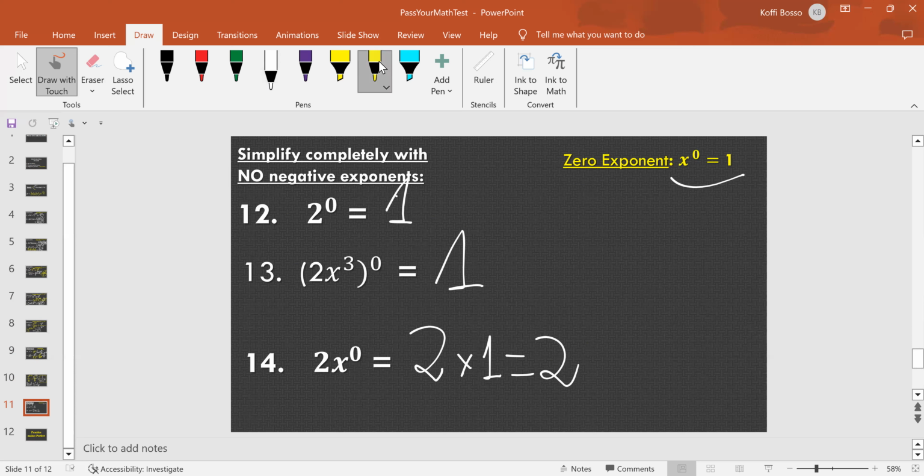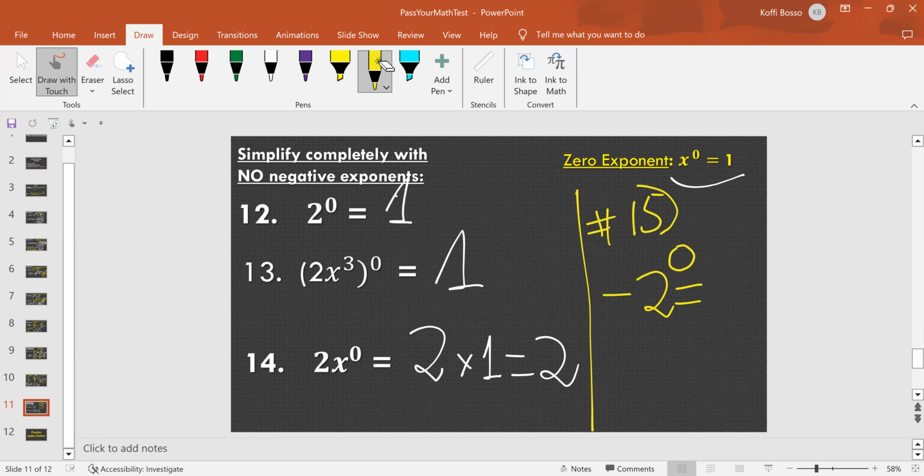Now, suppose I create question 15, and this is for you. You can pause the video to solve that before you continue. Suppose I create this question where I will have negative 2 raised to 0 power. What do you think is going to be the answer? The answer here will be negative 1. Challenge question. Yes, because the power 0 is only for 2.